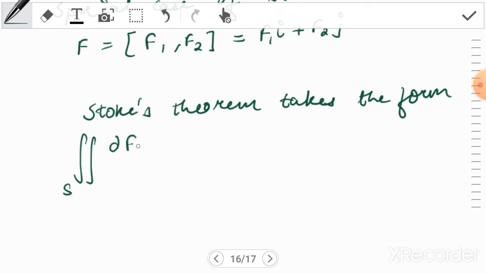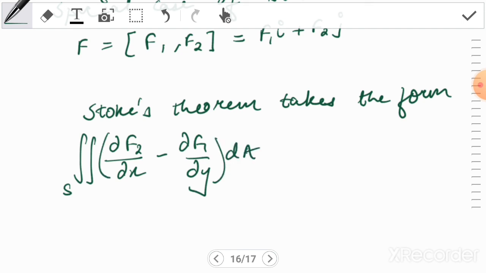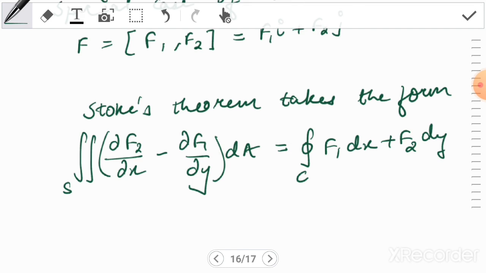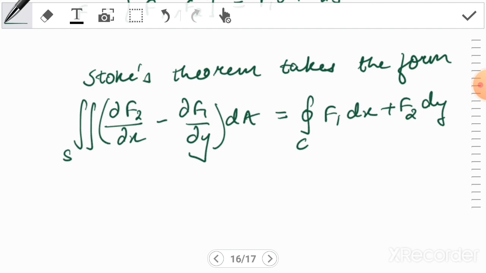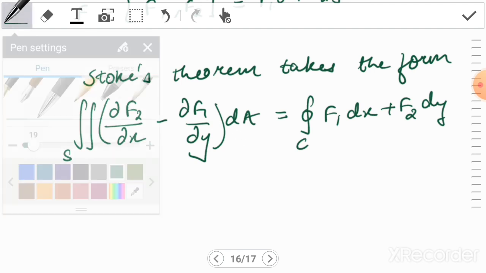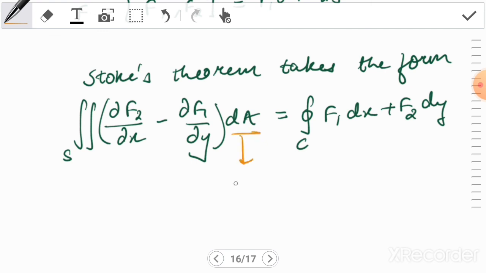double integral of (del F2 by del x minus del F1 by del y) dA is equal to the closed integral of F1 dx plus F2 dy. You can write dA as dx dy. Okay.